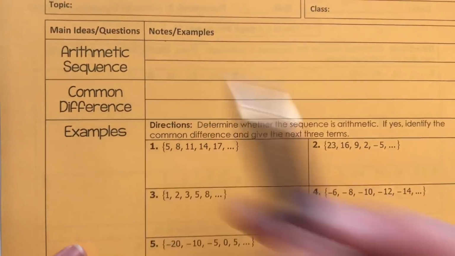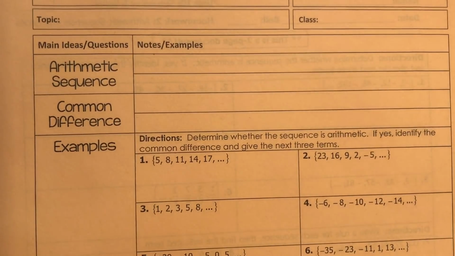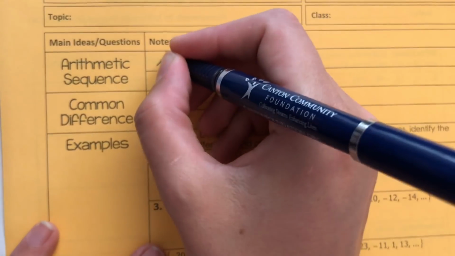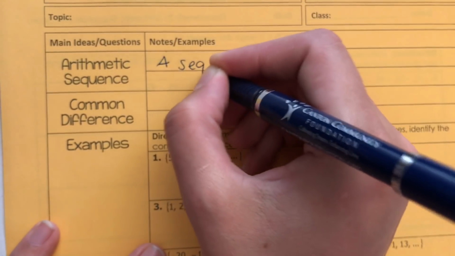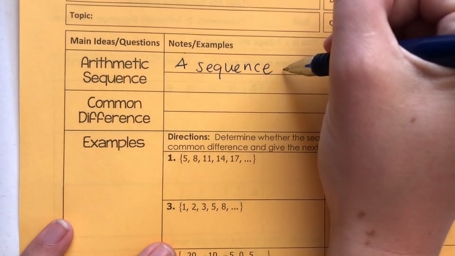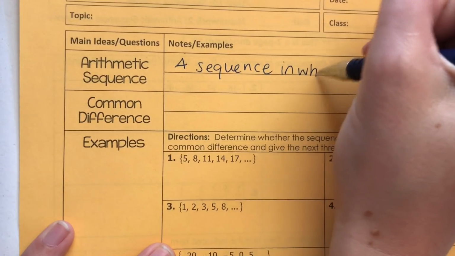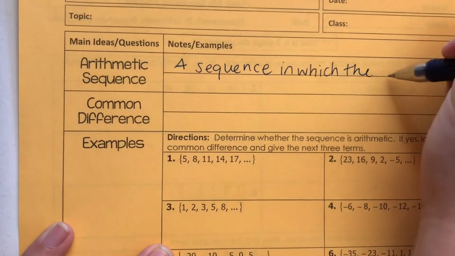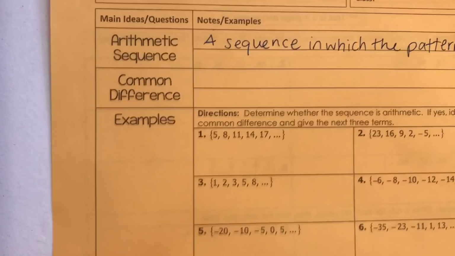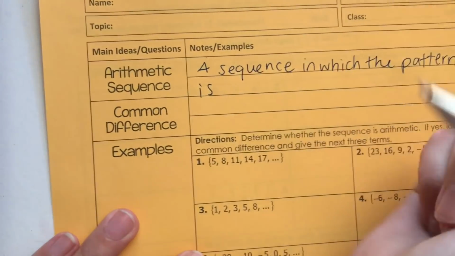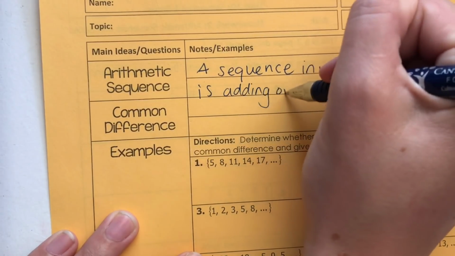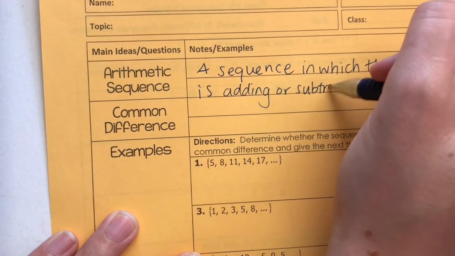This is going to be about arithmetic sequences, and this is just one type of sequence. So for our definition, we can say that arithmetic means it's a sequence in which the pattern, so what's happening to the sequence, is it adding, subtracting, multiplying? So when that pattern is adding or subtracting a constant.